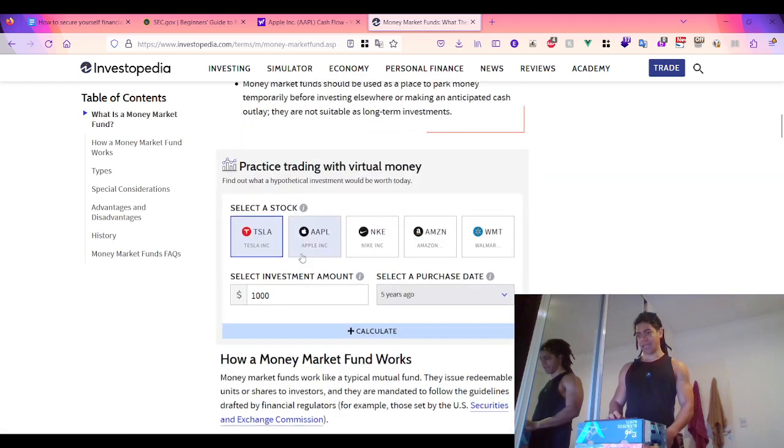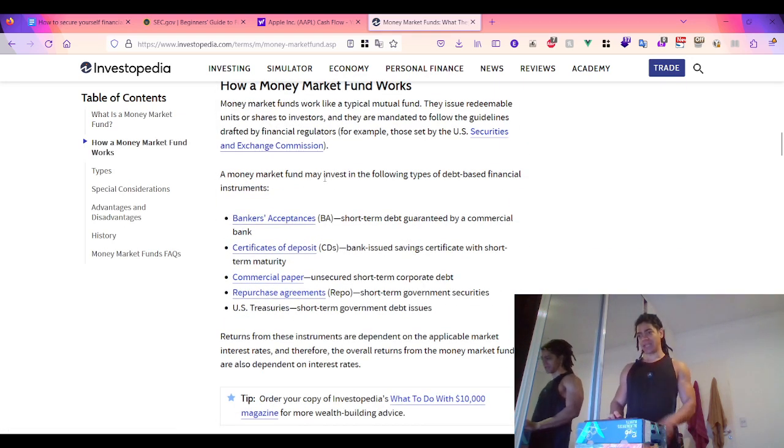So, for example, bank acceptance, or banker's acceptance, is short-term debt guaranteed by or issued by a commercial bank. Then a certificate of deposit, a bank-issued savings certificate with short-term maturity. Commercial paper, unsecured short-term corporate debt. Repurchase agreement, which is short-term government securities, in US Treasury, which is short-term government debt.